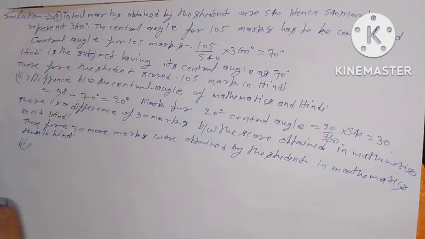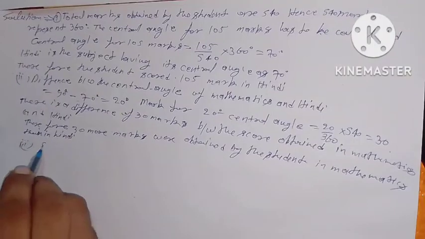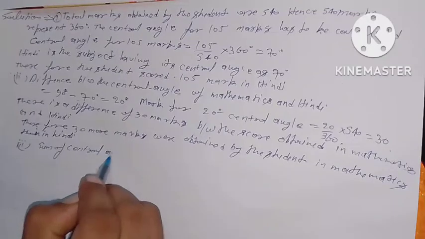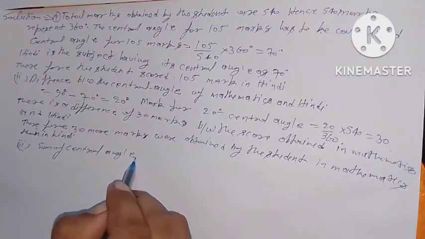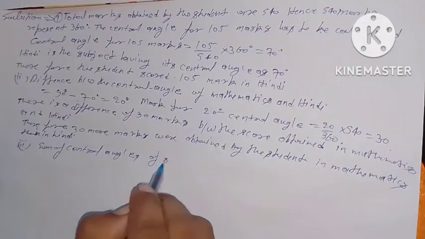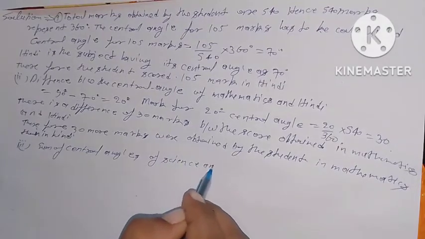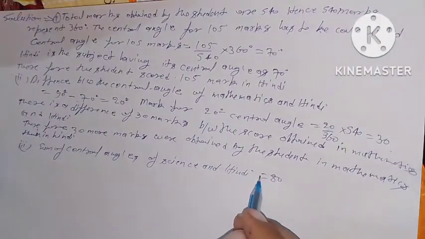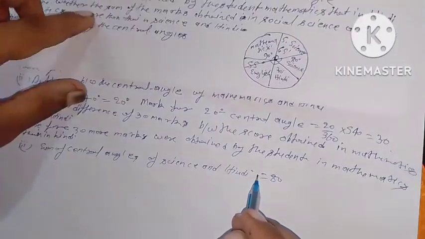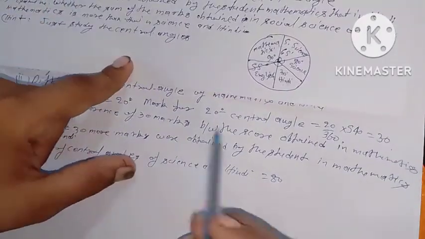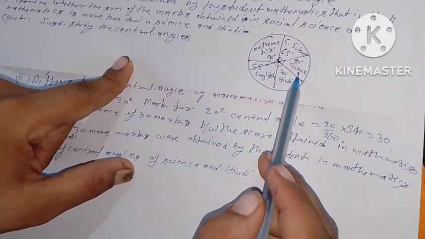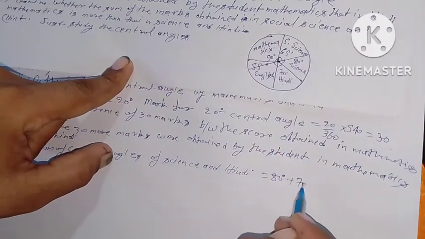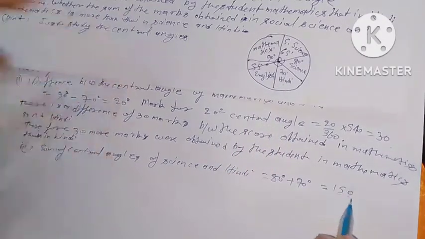Sum of central angles of social science and mathematics, and sum of central angles of science and Hindi. In science and Hindi, the central angle of science is 80 degree plus Hindi 70 degree. Total is 150 degree.